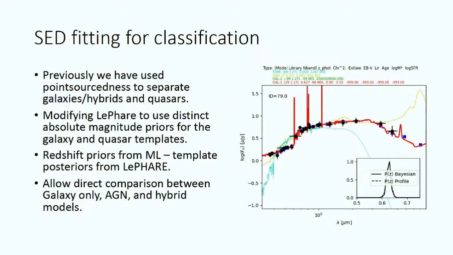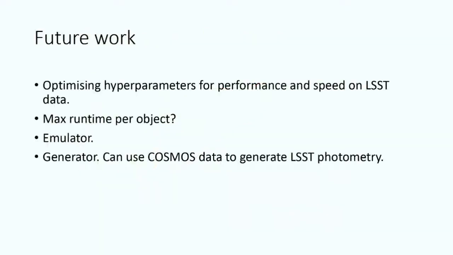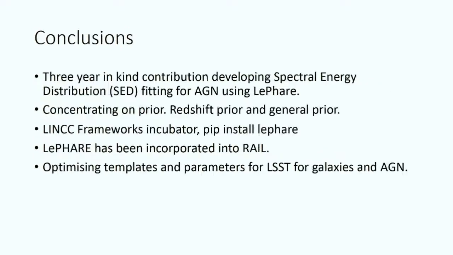We also have the capacity for classification. I'm really going to skip ahead there. We have ROC curves available for this use of the ratio between AGN and galaxies. It's another important use we have: for every object we have these best fits, you can use it for classification. It's of limited power, but we will have this available with every object. And yet, thinking about future work: optimizing parameters for LSST, possibly building an emulator, thinking about the max runtime we have for objects, and some other things.